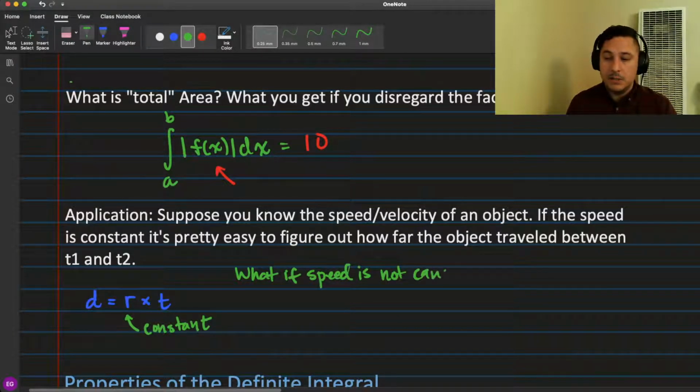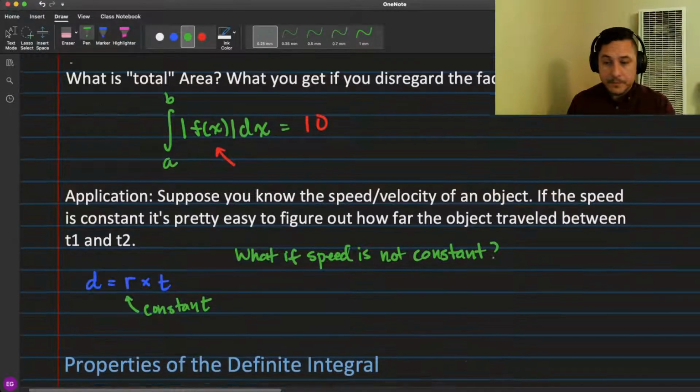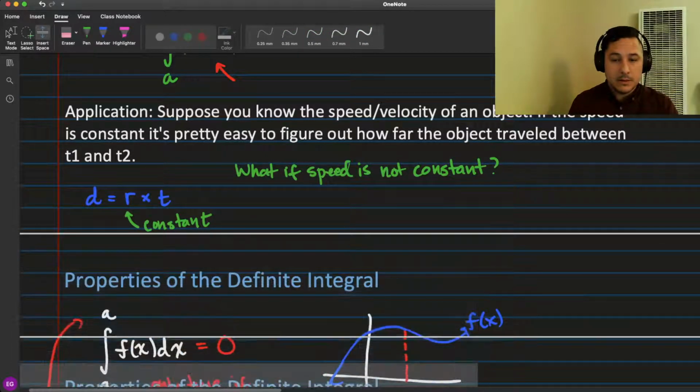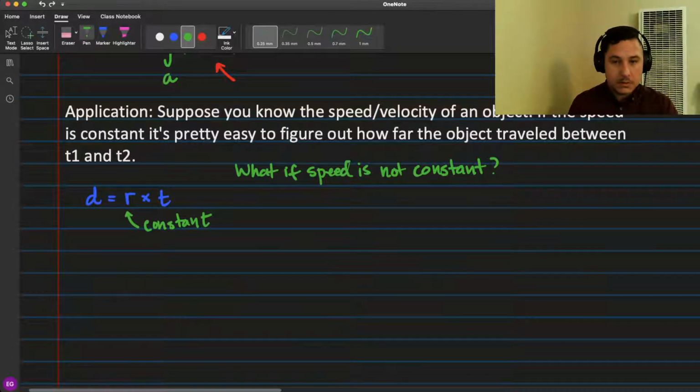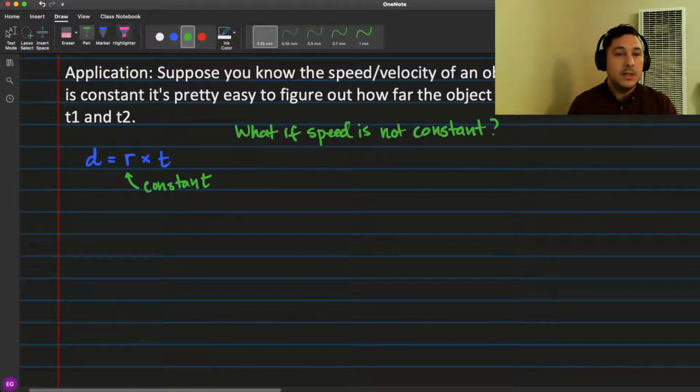So what if your speed is not constant? This actually involves doing an integral. And you can solve this with an integral. You could say, okay, I want to find this distance that I traveled.